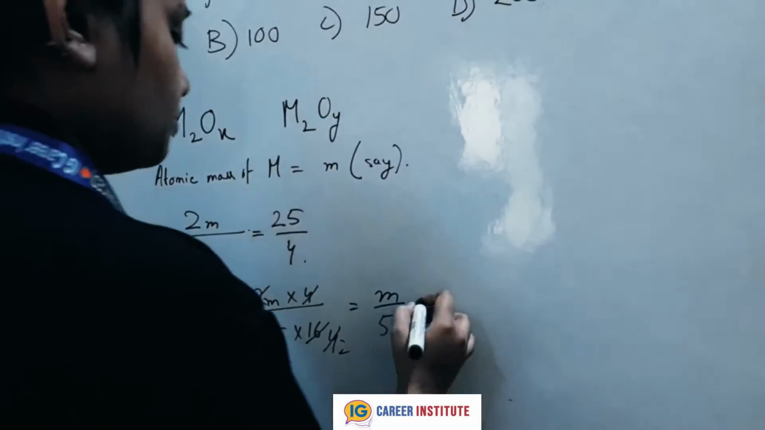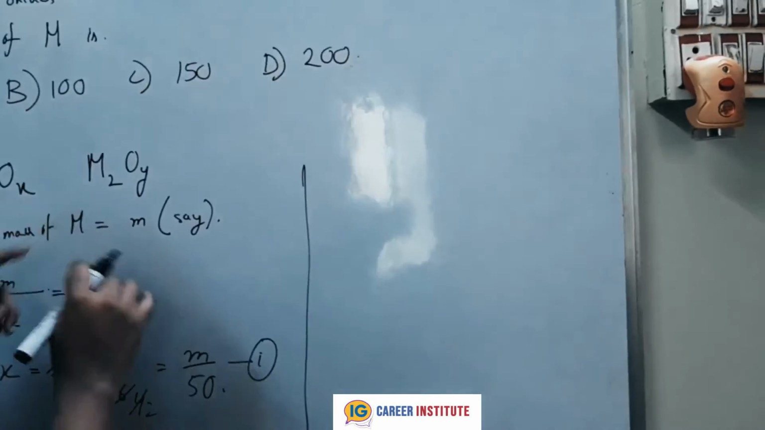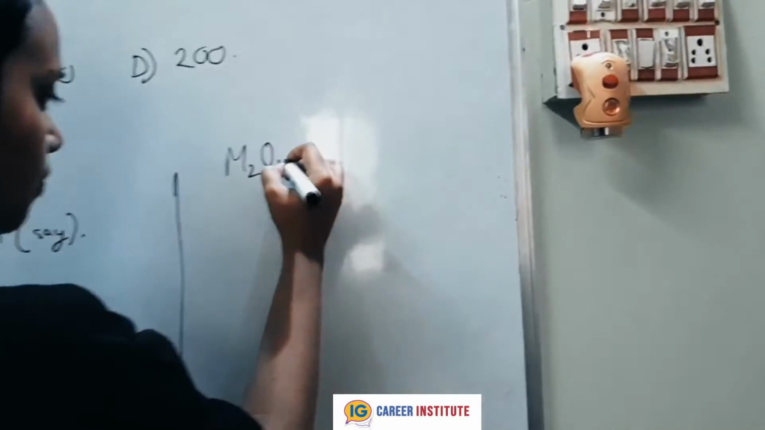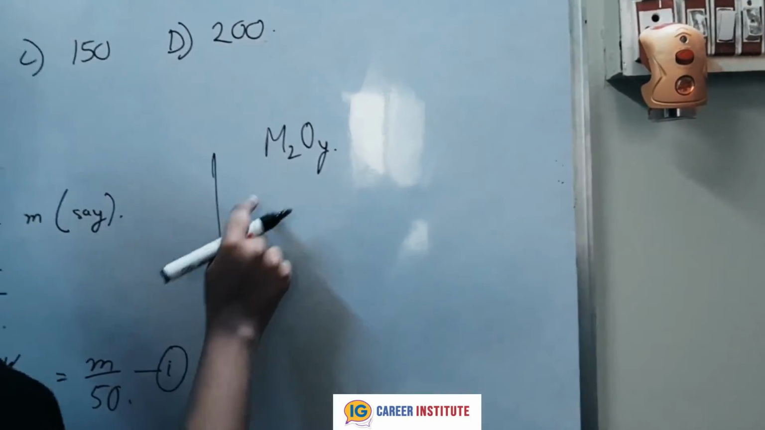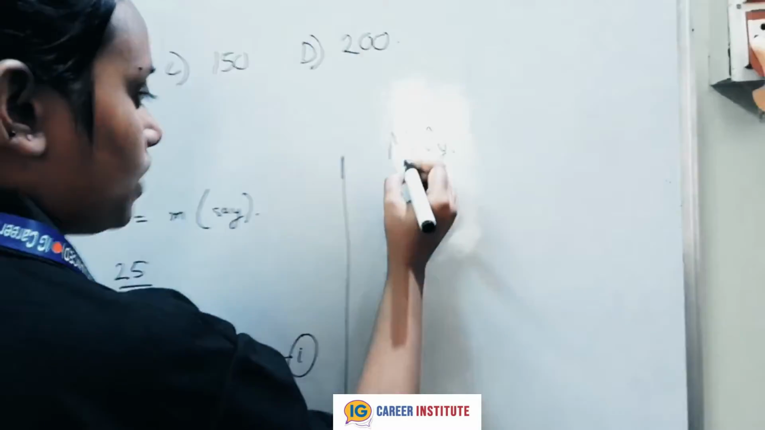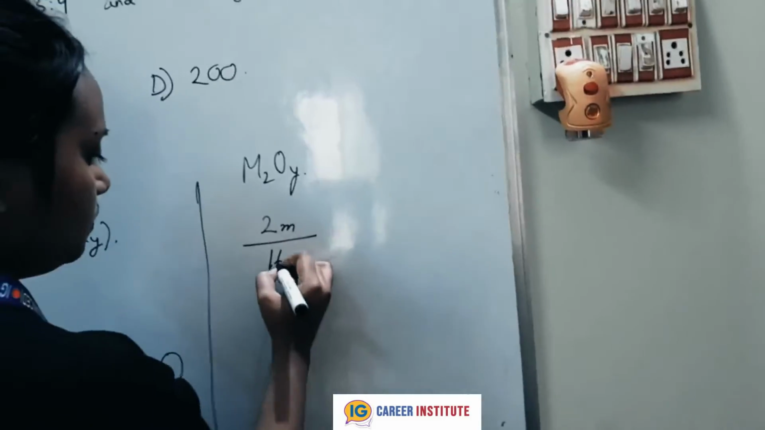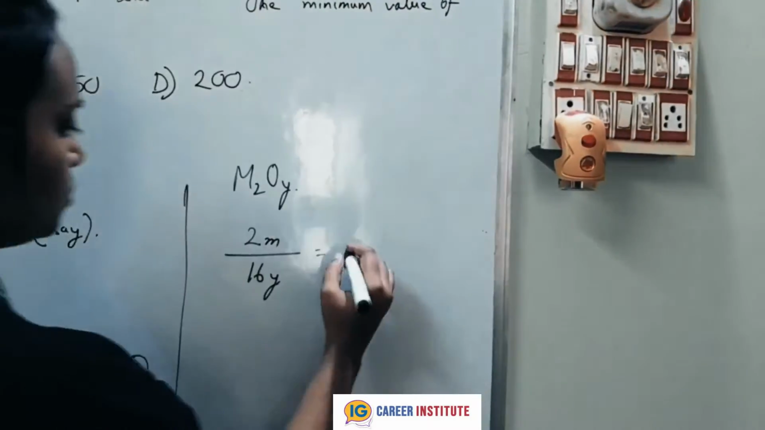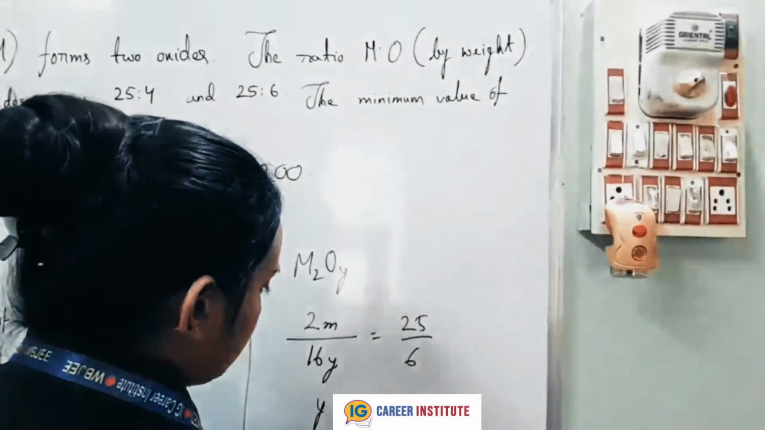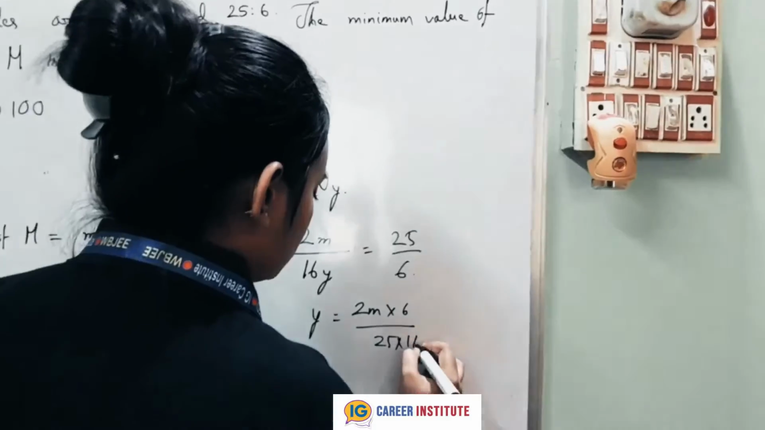X is coming out as m/50. Let it be equation 1. Next, for M2OY, let me write it on this side so it will be clearer. Here the atomic mass of M is considered to be small m only, so that remains the same. How many metals? 2. So 2 small m divided by 16Y. That is the second ratio, 25/6. Now here Y will come out as 2m into 6 by 25 into 16.